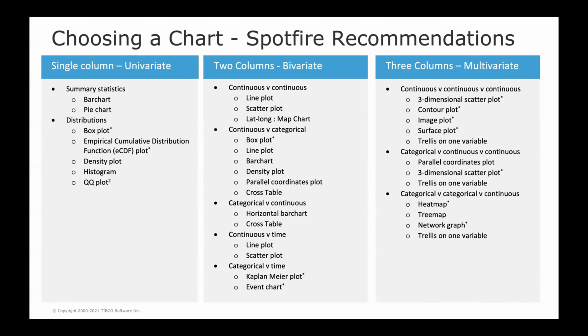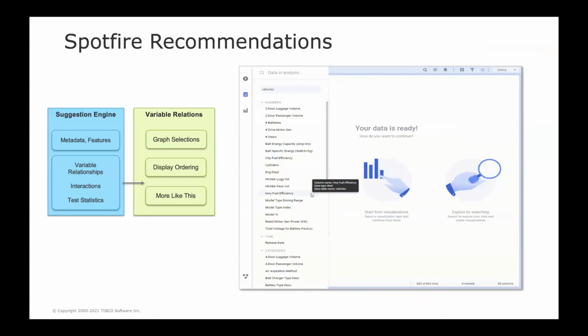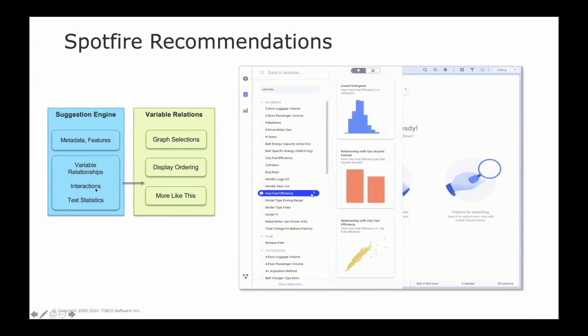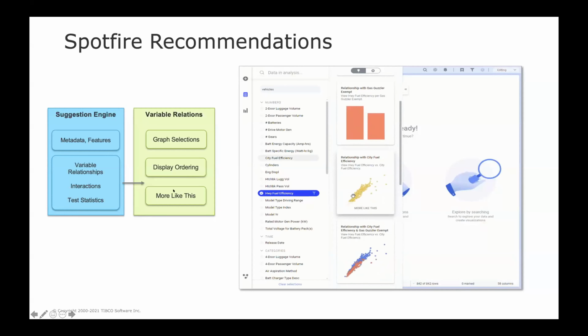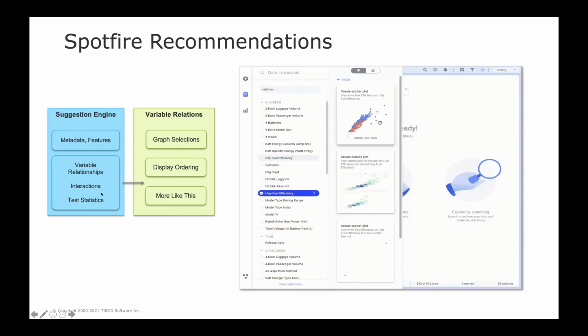So we created Spotfire recommendations some years ago to automate this process of choosing a chart. We broke up the data into all those types of data that I just mentioned. And then we started to look at what are the options for doing univariate, bivariate, or multivariate charts. And these are all the options that you have. And we came up with an algorithm that allows you to, firstly, go through and pick off the metadata. We get the variable relationships, and then we push that back to the user in a series of sorted visuals based on the test statistic for the relationship.